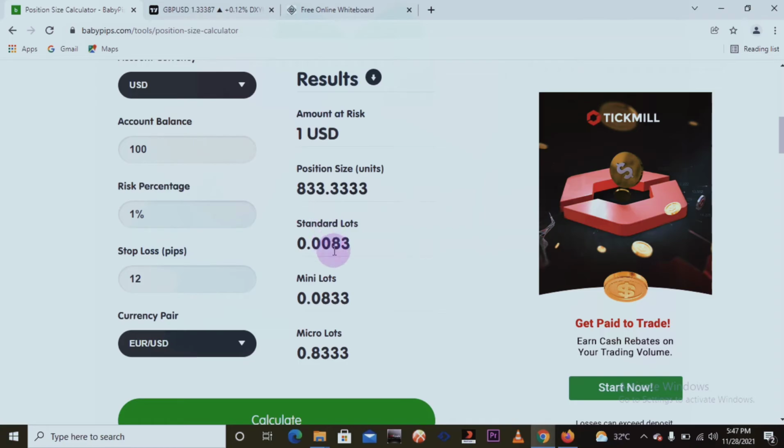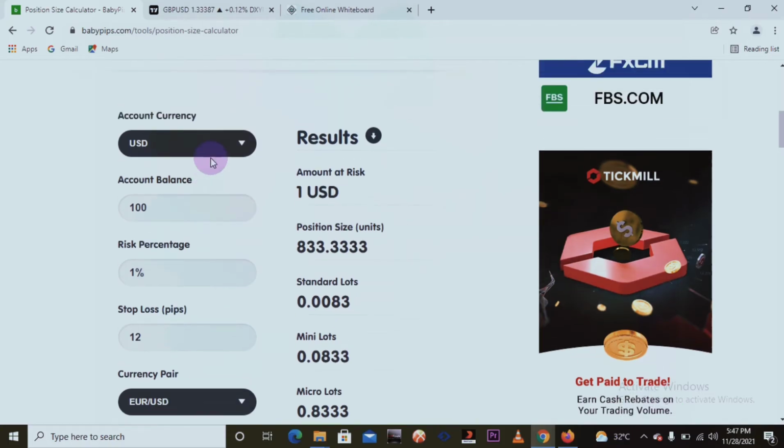What is the standard lot I'm supposed to use? I'm supposed to use 0.01. This is saying 0.008. When you round this 8 up, it gives you 0.01. Okay, that's the standard lot you are supposed to use for every single trade you take. You will have to lose this trade 100 times to blow this $100 account. Do you see how difficult it is to blow an account here?